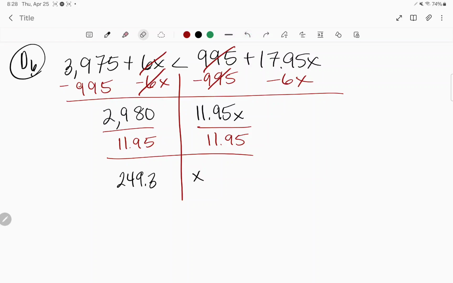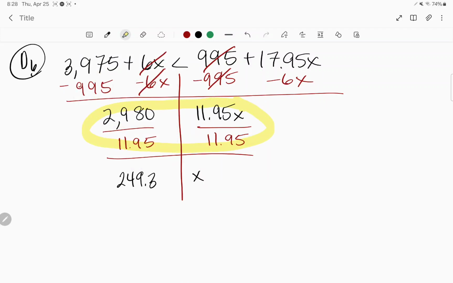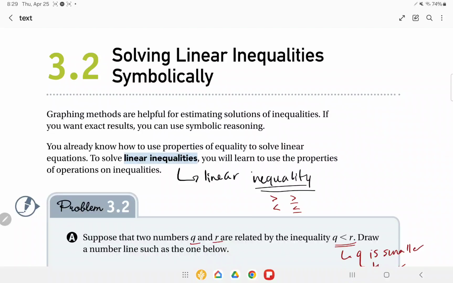249.37. However, once we're here, you have to think back, at any point in here, did I multiply or divide by a negative? Nope, that was a positive, so the sign's going to stay the same. So it would be x is greater than 249.3. You can write it like this, or write it so x is on the left side of that inequality, like that. And so that's going to be our final answer for part 6. And that'll do it for 3.2, solving linear inequalities symbolically.